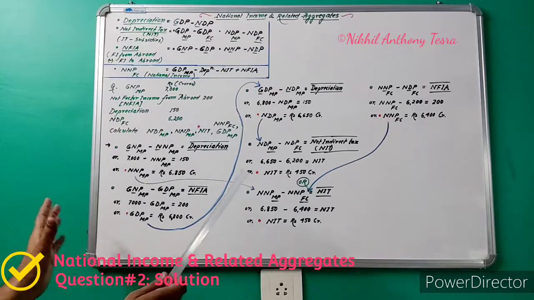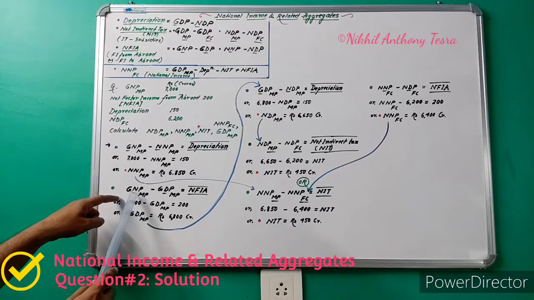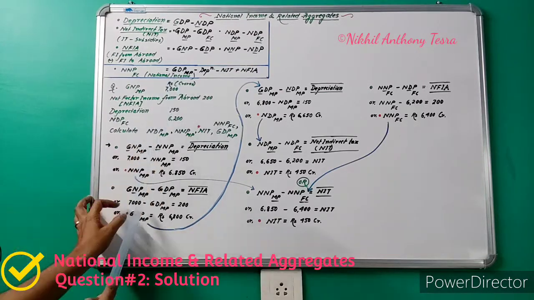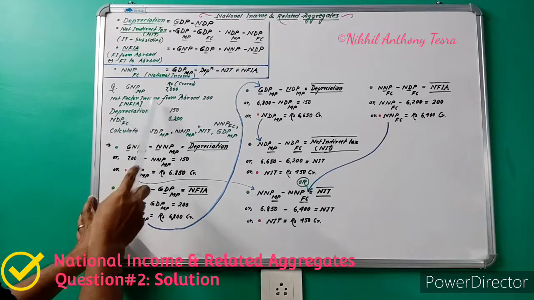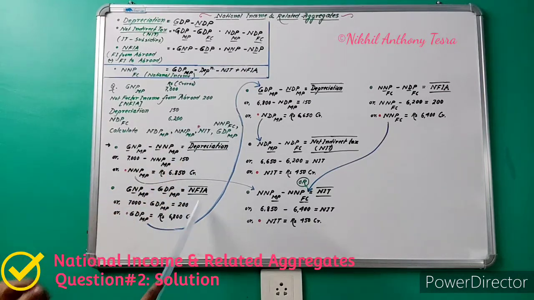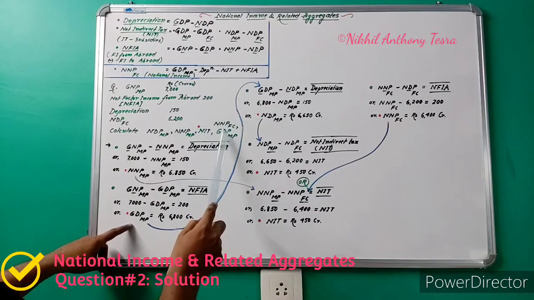Right, now very quickly we will do. What is GNPmp? It is given, 7000. NFI is also already given, that is 200 crores. Now you calculate, you will get GDPmp. GDPmp is rupees 6800 crores. So we have calculated GDPmp.